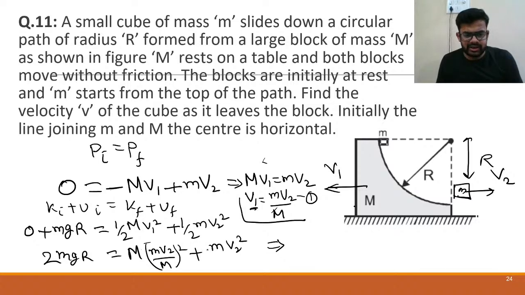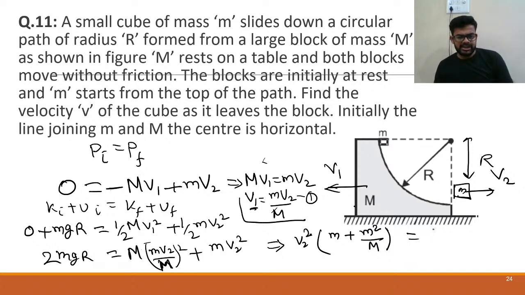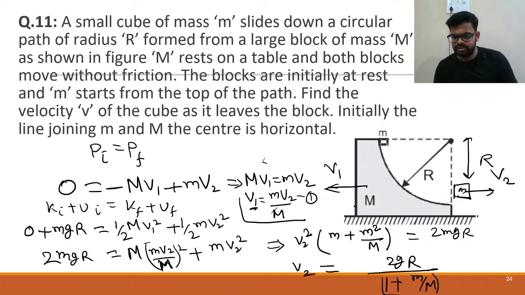Yeah, this is capital M. So I'm taking v2 square common. Now I'll get M plus small m, divided by capital M. I just simplified it, nothing else. That will be equal to 2 mgr. So now let us take the small m common and cancel. So directly we'll get the value of v2 is equal to 2gr divided by 1 plus small m by capital M, and its root. So this is the final answer.